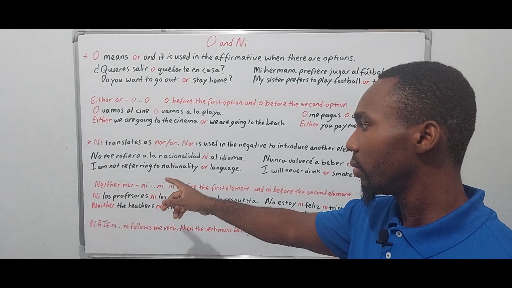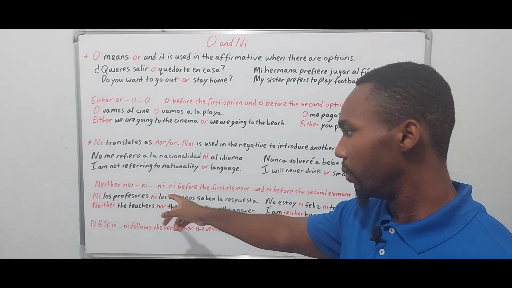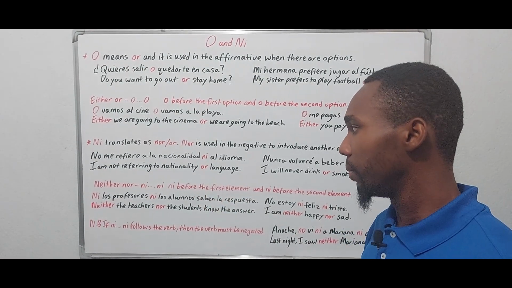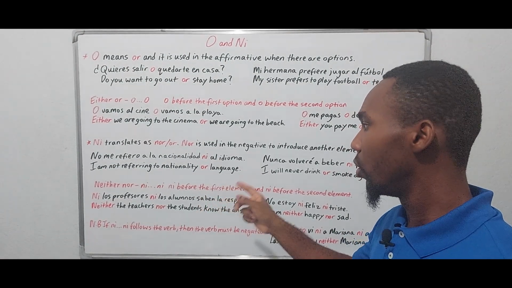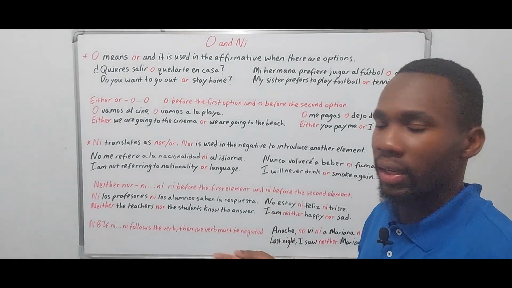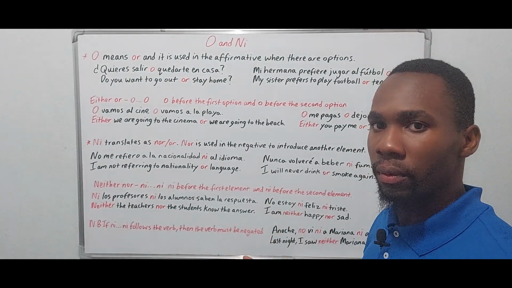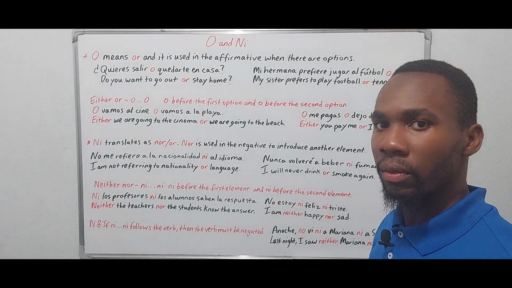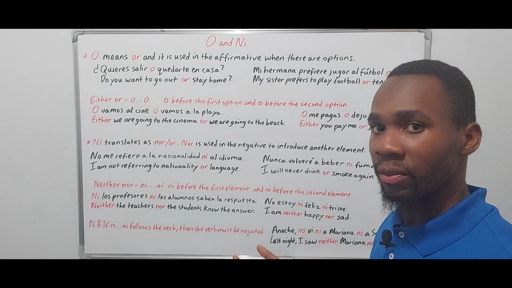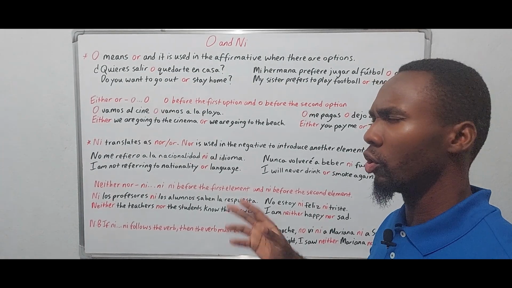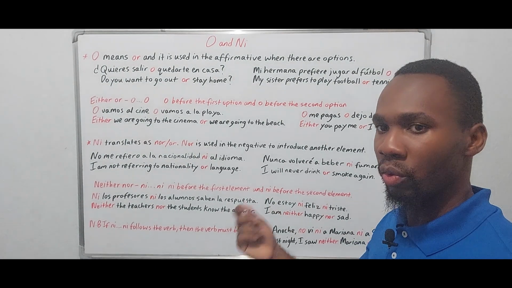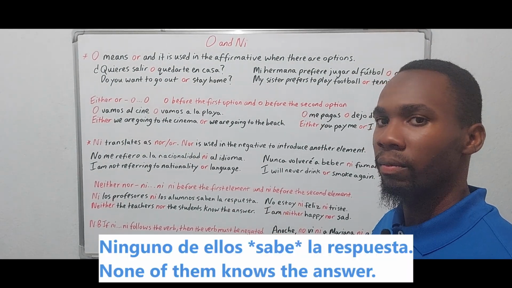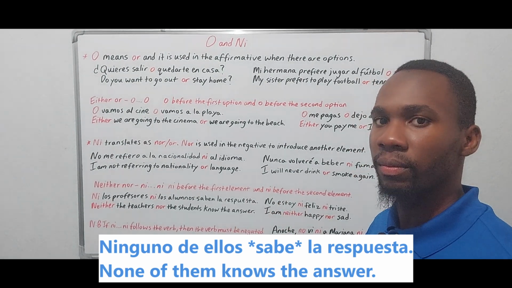So ni and ni. You can use ni before nouns, obviously in this context. Right, so you're saying neither of them know the answer. If you wanted to respond to that, you could say, ninguno de los alumnos saben la respuesta. No, sorry. Ninguno de ellos saben la respuesta. None of them knows the answer.